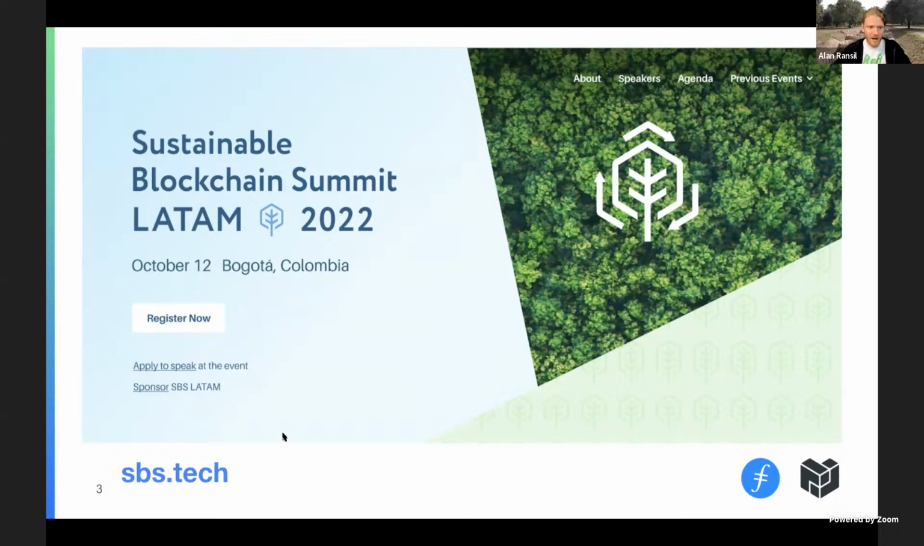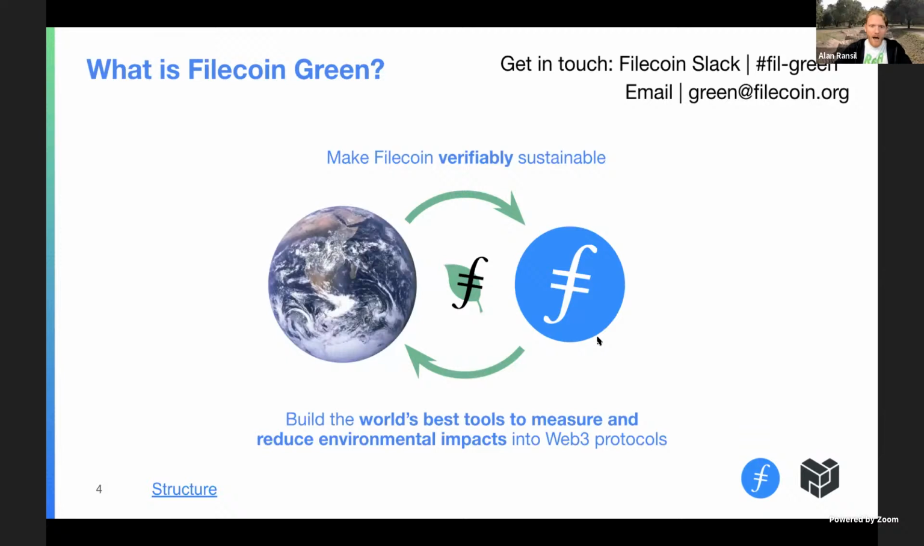So if you are interested in coming to SBS, please go to sbs.tech and you can get more information about the speaker lineup there and register. Tickets are just a donation; you can set the donation amount to whatever you want. And all of that money is going to go to the Kayapo project, which is an indigenous-led project protecting a huge amount of forest in the Brazilian Amazon. So a lot of good stuff going on there.